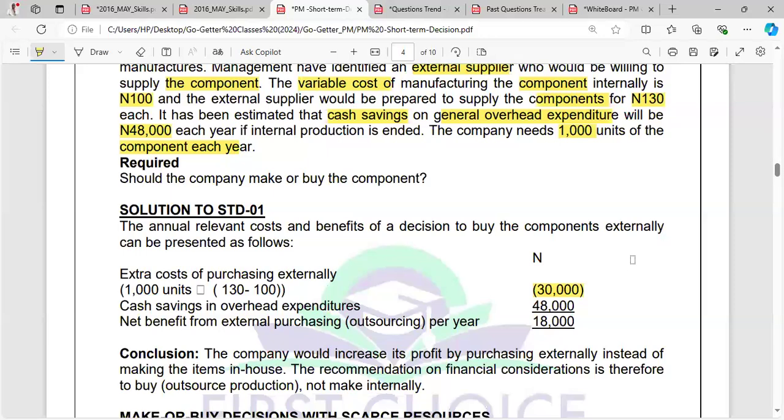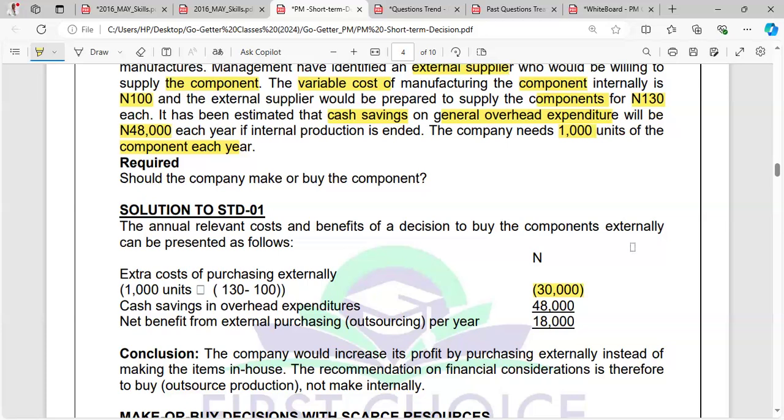So you are going to spend 130, yes, but if you are to do it internally, you will spend 100 naira. So at least 100 naira must be spent. So that one is not relevant because it is unavoidable. You must spend at least 100 naira. But that extra 30 is avoidable. Why is it avoidable? Because you can decide not to give it out externally and you save that 30. Or you can decide that, oh, I want to give it out, so you spend it. So that is relevant. So that extra cost is 30,000.